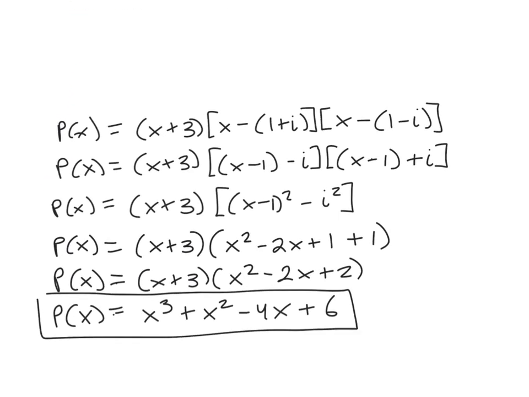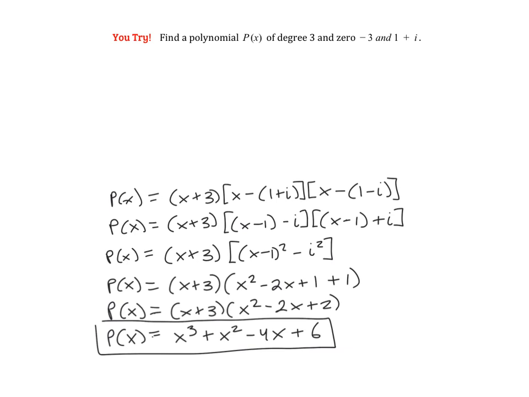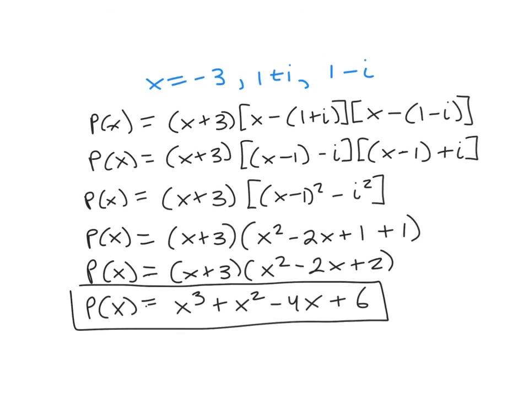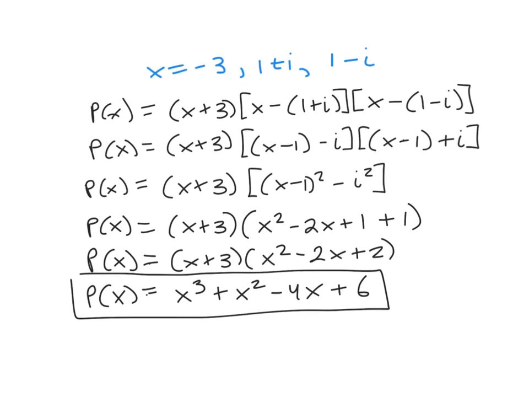Okay, so again, we were only told 2 of our zeros. We were told that x equals negative 3 and 1 plus i. But we should know that we also have the zero 1 minus i because of the complex conjugate theorem. So I have 3 factors: x plus 3, x minus 1 plus i, and x minus 1 minus i. So again, here's that little grouping trick that I just showed you guys.